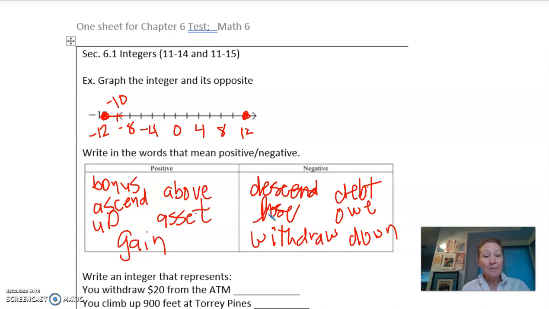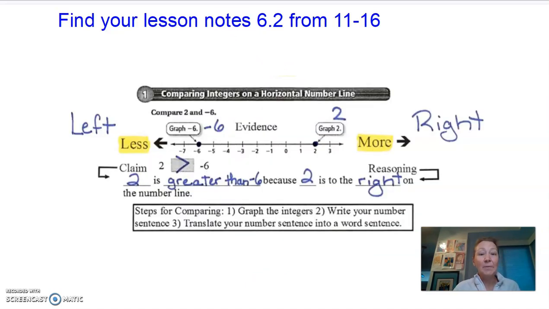And then we did some examples, like write an integer that represents when you withdraw $20 from the ATM. No units, just the number. I'm just going to put in negative 20. And then the bottom one says you climb up 900 feet at Torrey Pines. You're climbing up. Doesn't matter where you started. You went up 900. You can put the plus or you can leave it out. It has to be a positive number. Okay, that's integers.